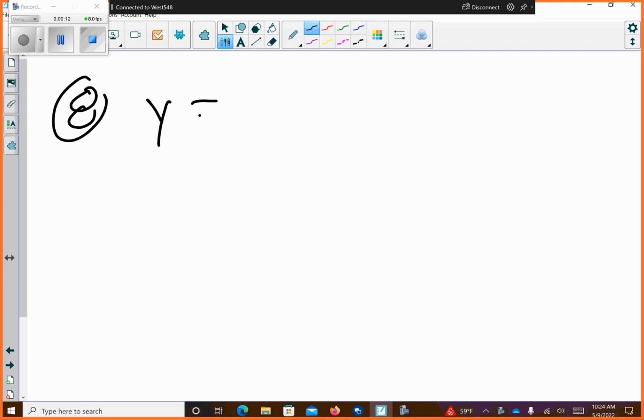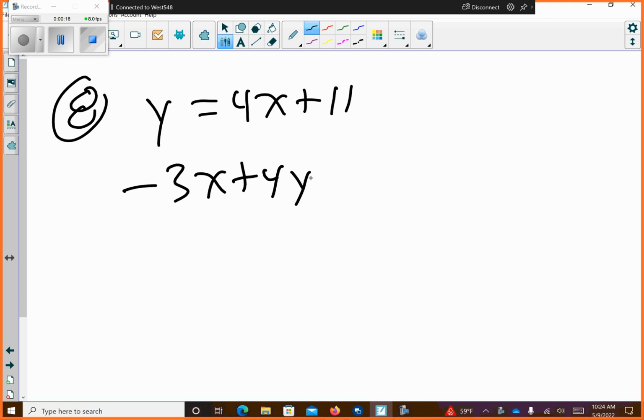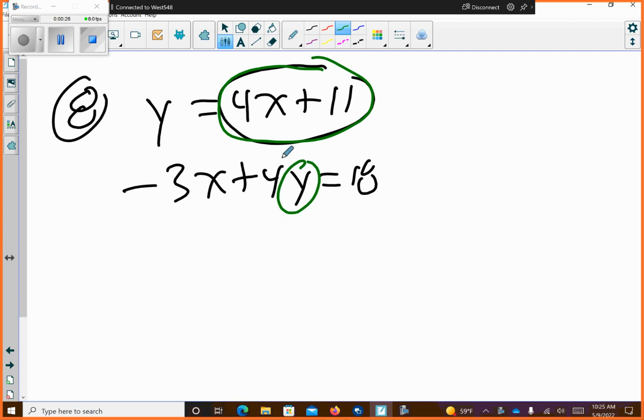Number 8, we have y equals 4x plus 11, and negative 3x plus 4y is equal to 18. So I'm going to take this here, and I'm going to replace it right here.